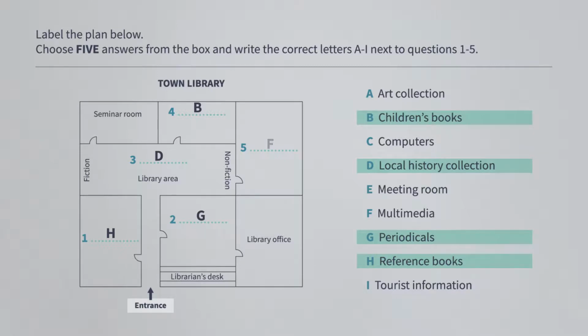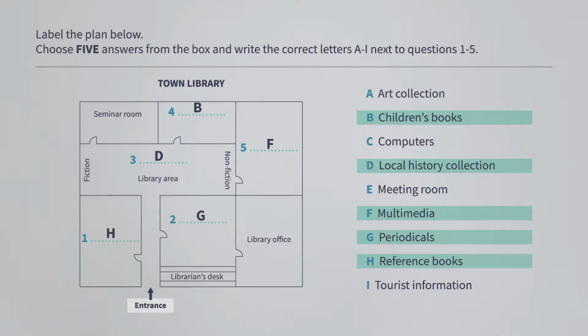Question 5 is F, multimedia. The speaker says, "Then there's a large room to the right of the library area. That's the multimedia collection." In the recording, there are some traps or distractions. Let's take a look.